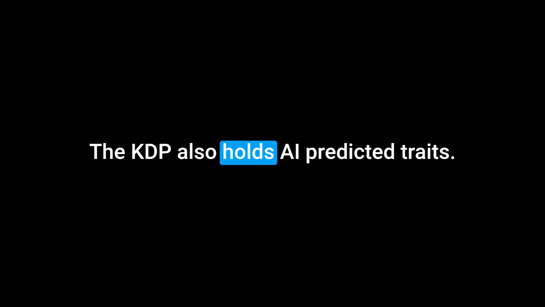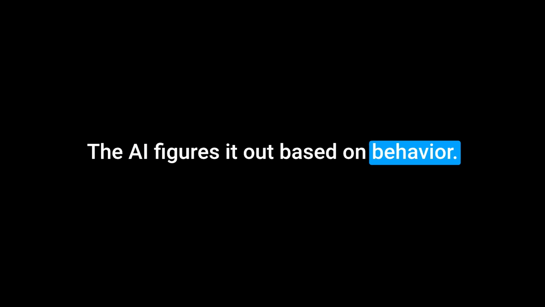Standard stuff, yeah. But here's where it gets really interesting. The KDP also holds AI predicted traits. Oh, okay. What's what? Things like their likelihood to churn, their predicted lifetime value, maybe their gender or age range, even if they didn't explicitly tell you. The AI figures it out based on behavior. Wow. Okay, that is powerful. And the whole point is to get rid of those awful siloed data systems, where marketing has one view, sales has another, support has a third, and trying to sync them is just a nightmare. Yeah, the syncing nightmare. We've all been there.